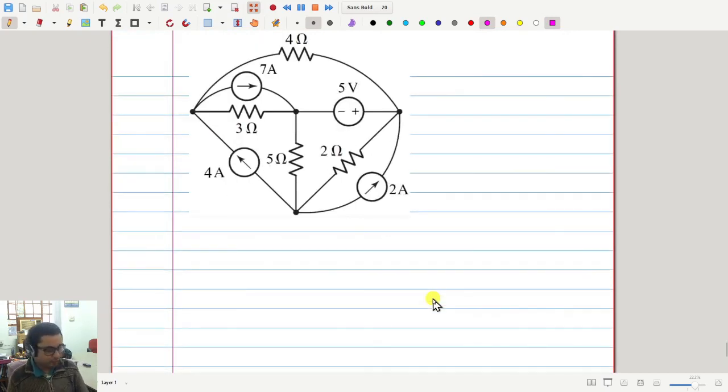So this is our last problem today. You see, this circuit is very similar to the previous circuit, except this particular branch is different. Everything else is same. Let us do this. Once again, let me assume this lowest node to be at 0 volt, and this point is at V1, this point is at V2, this point is at V3. And you can proceed in the same way.